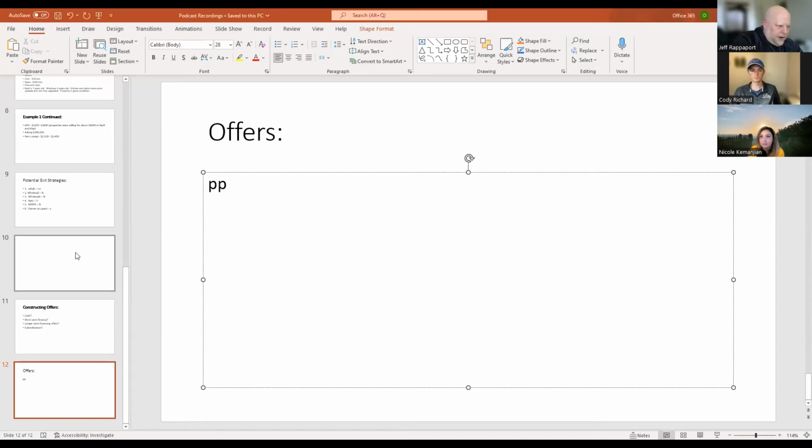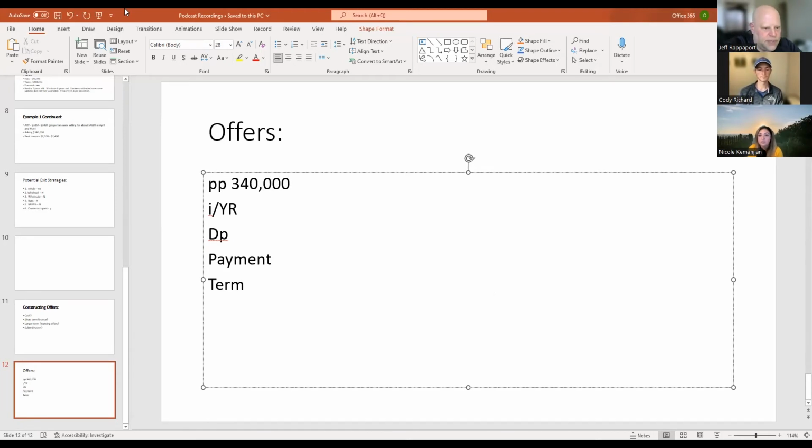Here are our variables: purchase price, interest rate, down payment, term, and monthly payment. For now, let's say the purchase price is 340. Now where do we want to go?